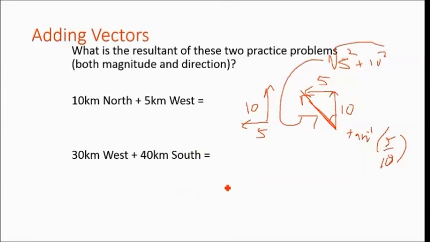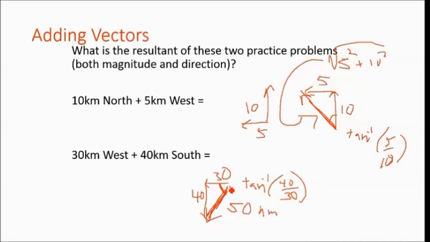All right. So if I want to do this one, I'm going, say, 30 west and then 40 south. So that's a 30 and a 40 south. And this would be my resultant. And I actually know how to do the math there. That's going to be a 50. So that's 50 kilometers there. And then the question is, what's this angle? That angle would be the inverse tangent of opposite over adjacent, 40 over 30. That would be that angle right there.